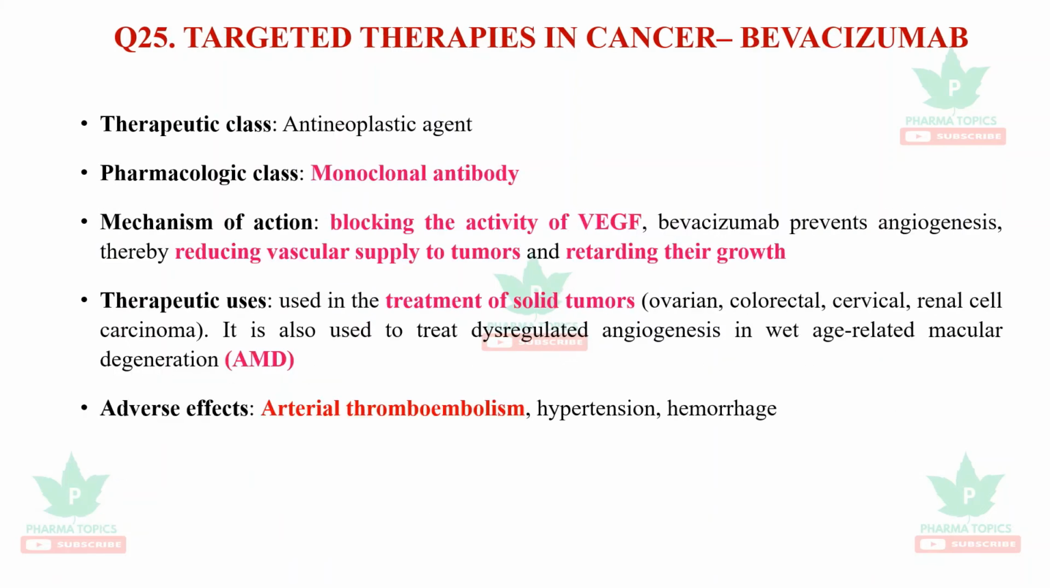Question number 25 is bevacizumab. You remember this has the letters VA, so it is related to vascular. It's a monoclonal antibody that blocks vascular endothelial growth factor, which is highly expressed in some of the tumors, such as solid tumors such as ovarian, colorectal, and renal cell carcinoma. It is also used to treat dysregulated angiogenesis in wet age-related macular degeneration. The adverse effects include arterial thromboembolism, hypertension, and hemorrhage.